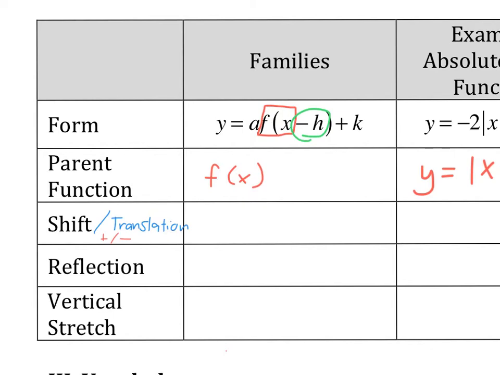Just to recollect, inside adding or subtracting causes it to shift left or right. So H, you can think of H as the horizontal shift, left or right. This tells me this is the knob that moves the whole function left or right. K is my vertical shift. Just take the whole shape and move it up or down. That's it. Move it up or down.